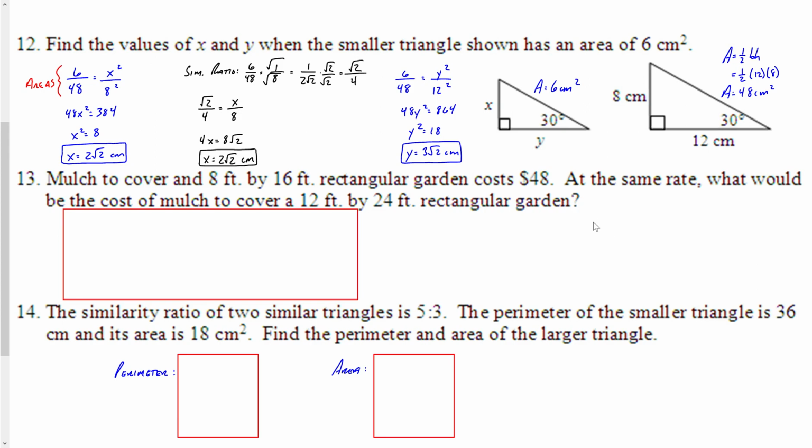centimeters. That could also be found using something similar to what I did here in the middle, the second method for finding x. I could set up the proportion square root of 2 over 4 equals y over 12, and if I were just to cross multiply and solve that, I would find the same y value.